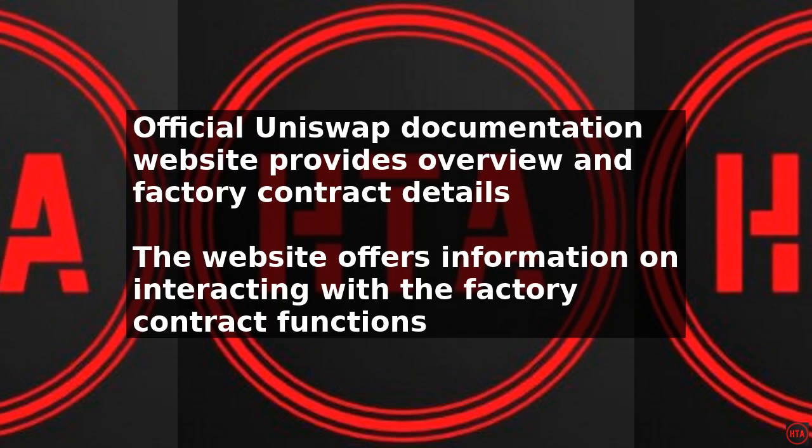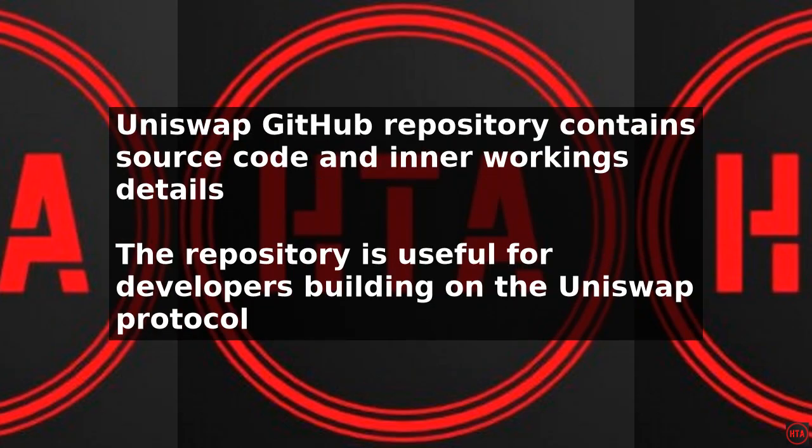Another useful resource is the Uniswap GitHub repository, which contains the source code for the Uniswap protocol, including the factory contract. You can find the repository by searching for Uniswap GitHub. The repository provides a detailed insight into the inner workings of the factory contract and can be useful for developers who want to build on top of the Uniswap protocol.